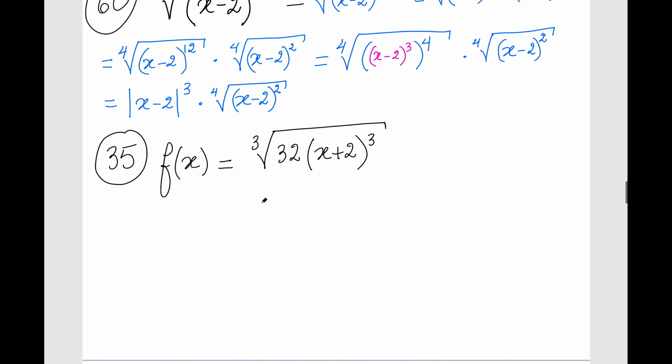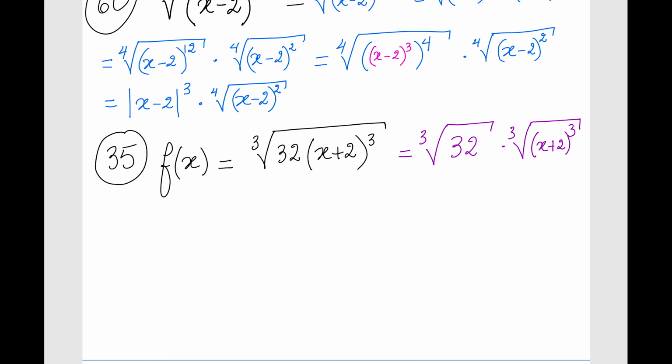35. f of x is equal to the third root of 32 times the third power of (x plus 2). Okay, so for 35, the question is to simplify as well. Okay. All right, so this is the same process. I'm splitting them up and using the product rule for radicals, and then get this.